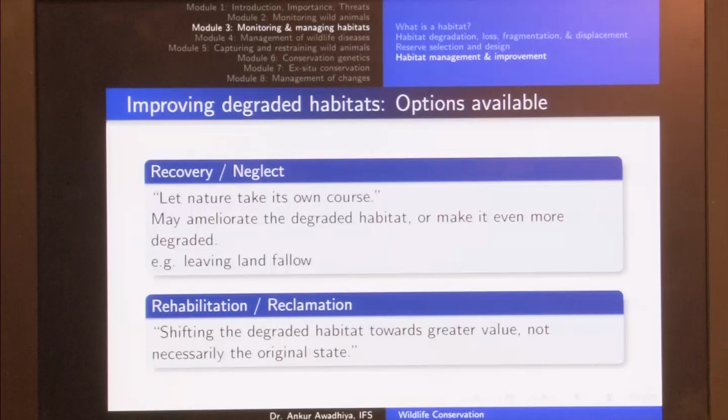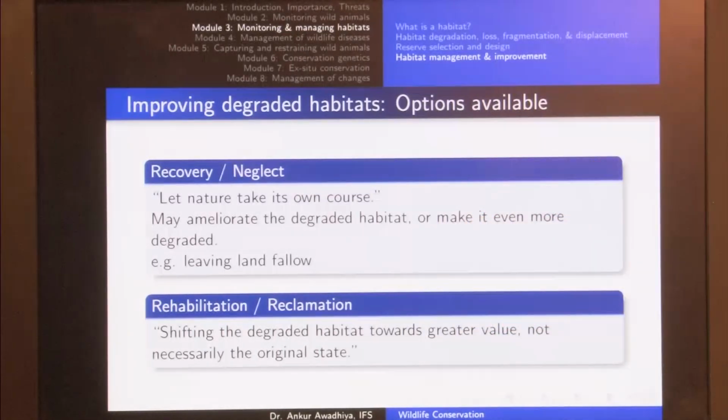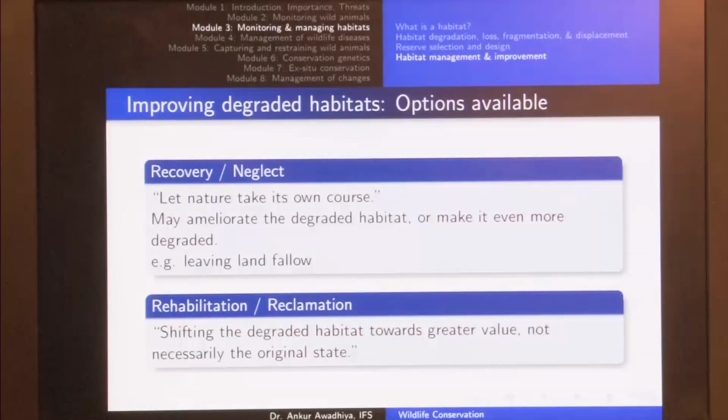One option goes by the name of recovery or neglect. Recovery or neglect means just leave the land as it is, leave the land fallow, and nature will take care of itself and recover the habitat by itself. Second is rehabilitation or reclamation. So we have a degraded habitat and we are trying to move it towards a greater value habitat, even though it might not be the complete original state of the habitat.